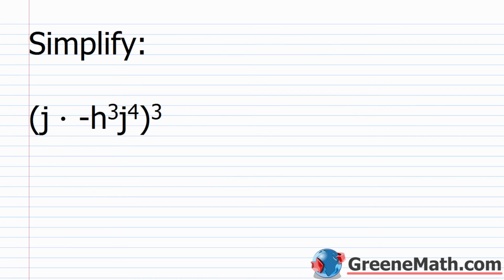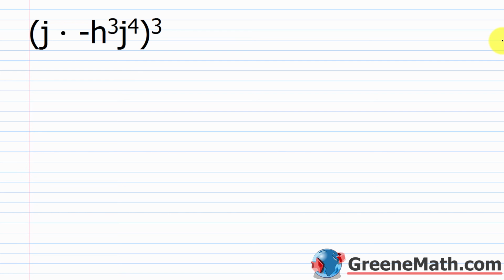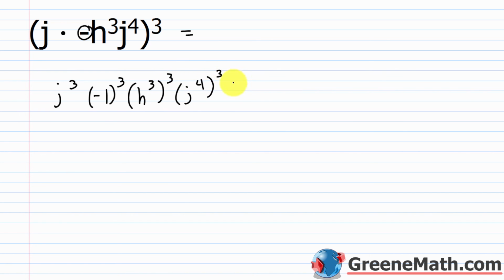All right, so we want to simplify j times negative h cubed j to the fourth. This is inside of parentheses, and then it's cubed. So each inside of here is going to be cubed. So I would have j, that's cubed. I have this negative here, which I can think of as negative 1. That's going to be cubed. I have h cubed, which is going to be cubed. And then I have j to the fourth power, which is going to be cubed.